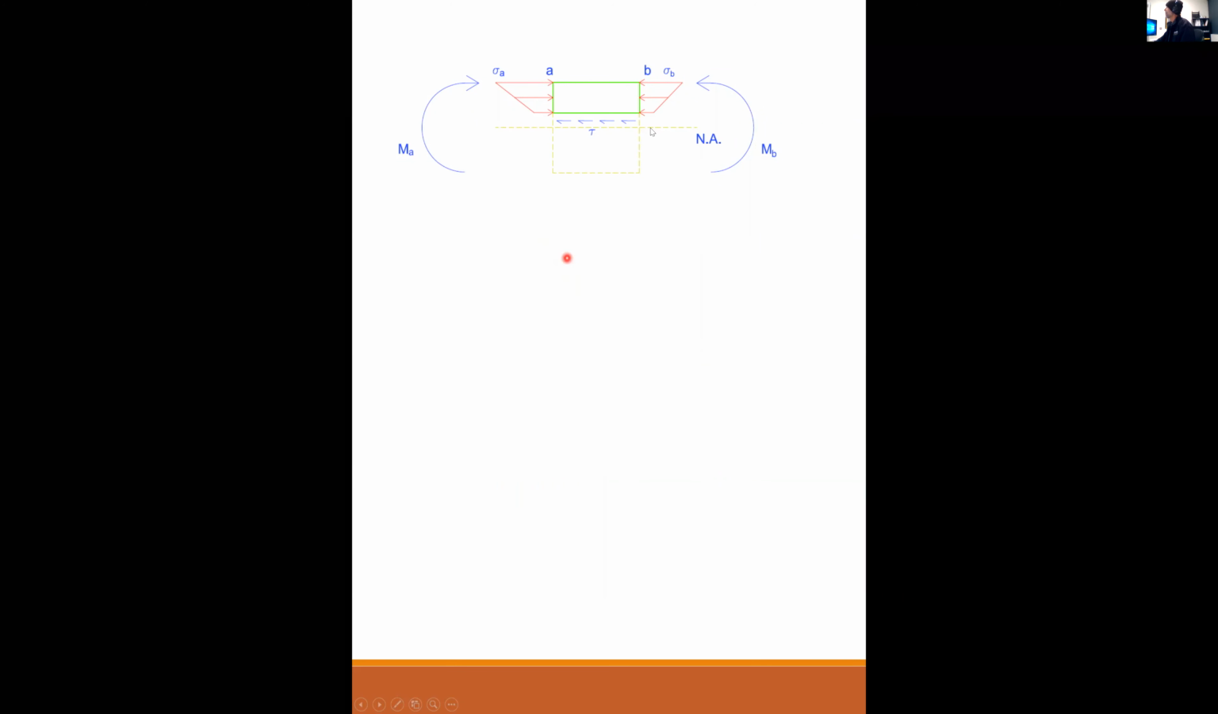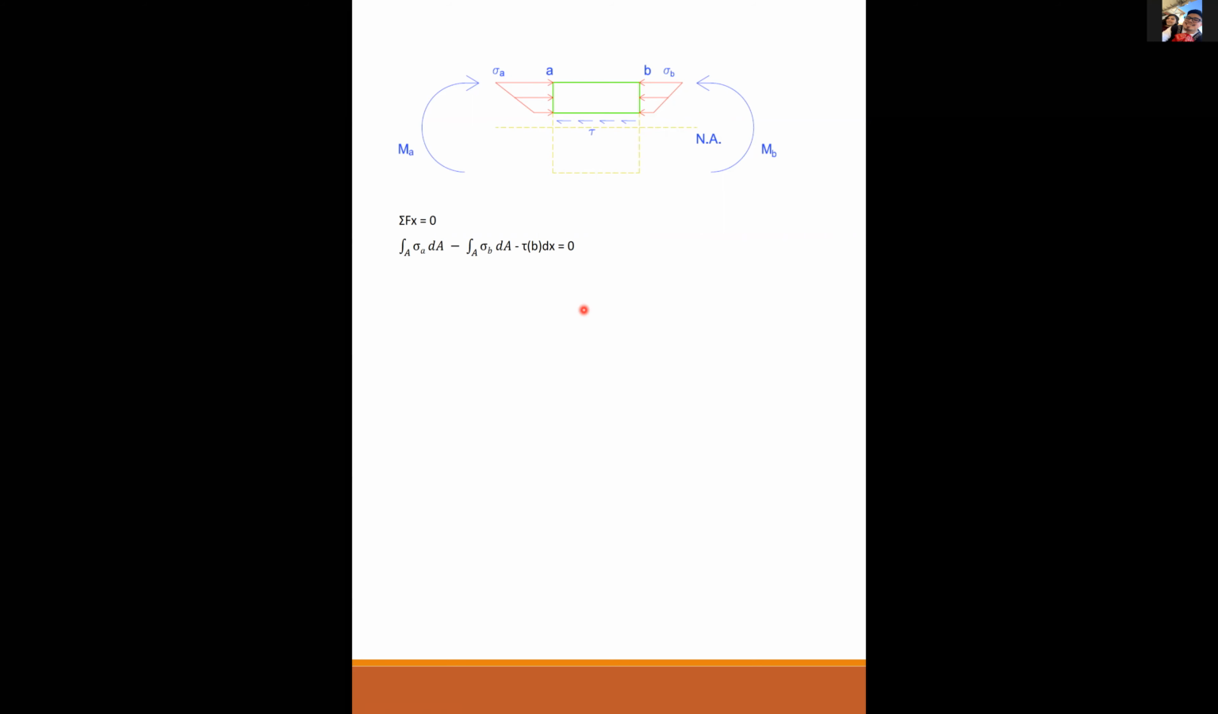So I look at this segment again in a slightly different way. Here's my sigma A, sigma B, here's my tau, horizontal shearing stress, and I need this to bring everything into equilibrium. So the sum of the forces is equal to 0, and we dive into some calculus. Do I have any questions before I do this derivation?